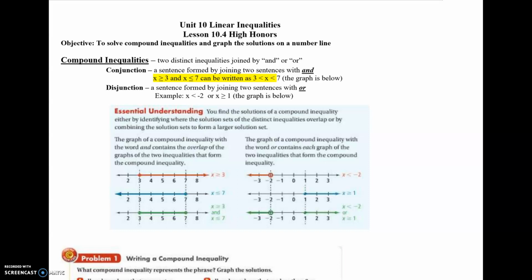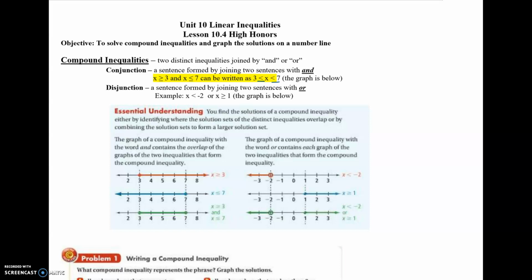It says a sentence formed by joining two sentences with "and," such as x is greater than or equal to 3 and x is less than or equal to 7, can be written as 3 is less than or equal to x, which is less than or equal to 7. The graph is below. We'll look at it in a moment. That's called a conjunction when you have two inequalities joined by "and."